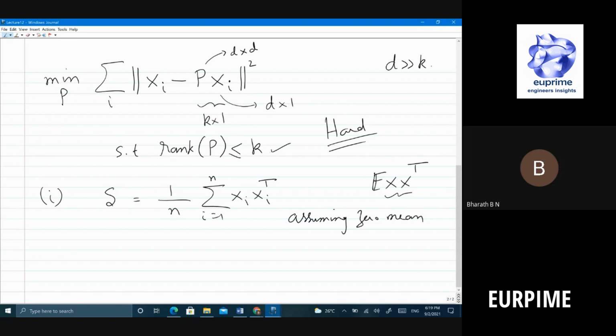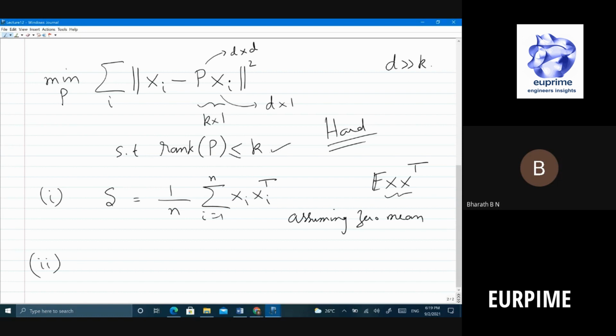Okay, so what do you do after that? What do you do after this? Okay, so the second step is you have the covariance now, right? If the mean is not zero, you can estimate the mean and subtract, and you say xi minus mu hat times xi minus mu hat whole transpose, right? And sum it over all i and then divide by n. Okay, so now what is the next step?